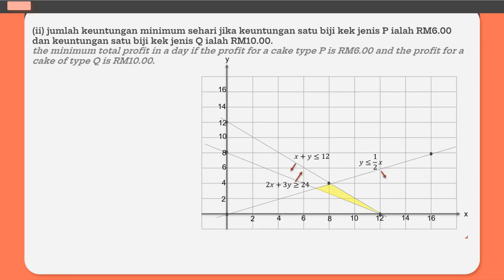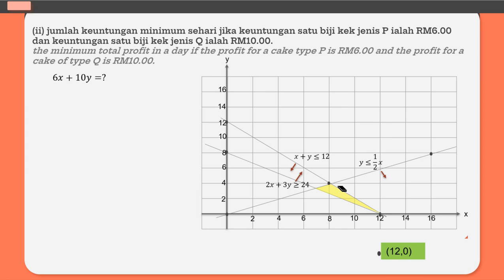And then for the second one, we want to find the minimum total profit in a day if the profit of a cake of type P is 6 ringgit and the profit for a cake of type Q is 10 ringgit. Alright, so we have P. P is actually x, right, in this case. So y is actually Q. So the profit is 6 here, and Q is 10. But do we know the minimum total profit? We are looking for the minimum point, but we don't know it here. Okay, we're trying to search for the points.